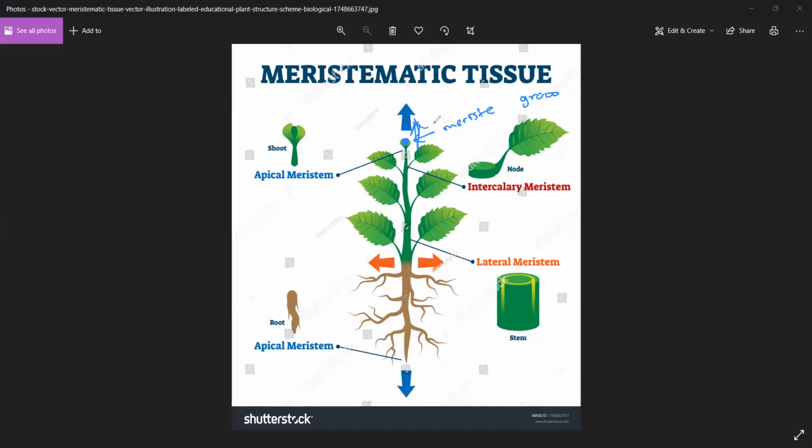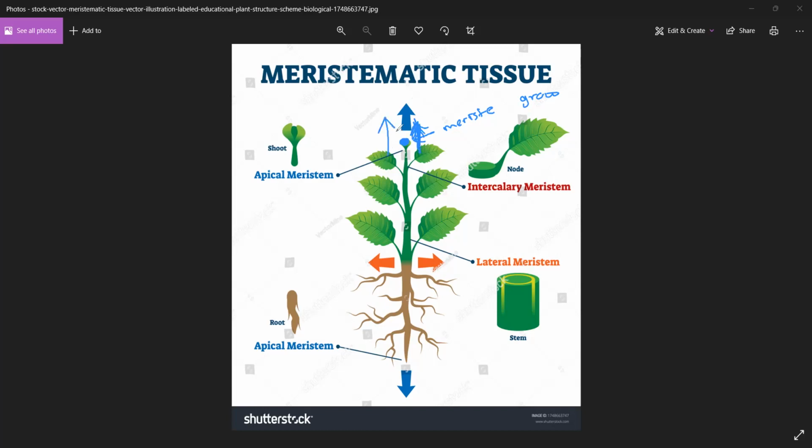what will happen to the plant? If the meristematic tissue is growing, children, it is in the apex. That means this is the shoot system of the plant. Okay, in the apex. So what will happen to the plant? The plant also will grow. How will they grow? They will grow vertically.